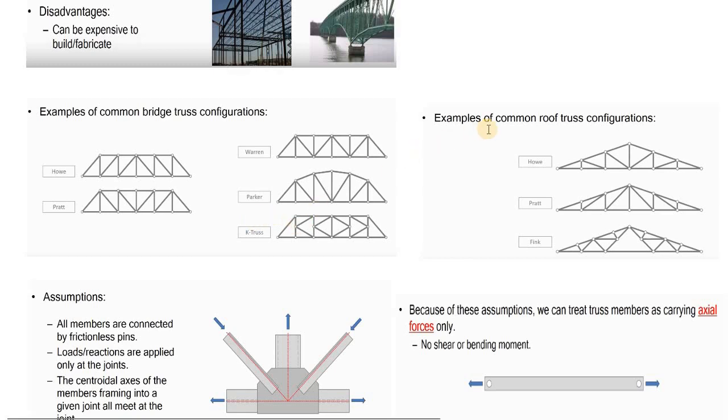Now we also have some examples of common roof truss configurations. The first one is OA truss configuration. The second is Pratt truss configuration. The third is Wick roof truss configuration.